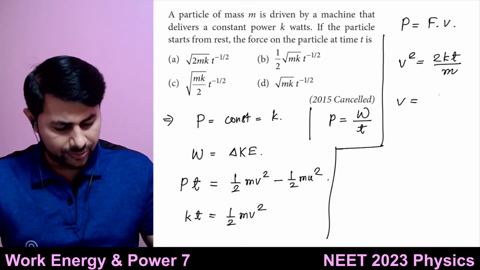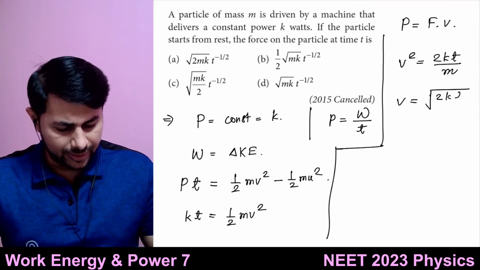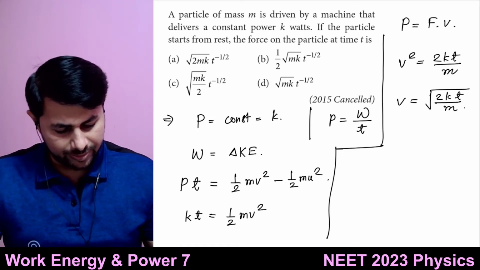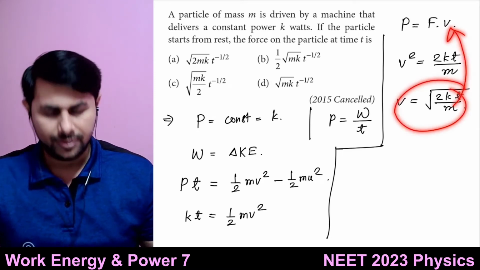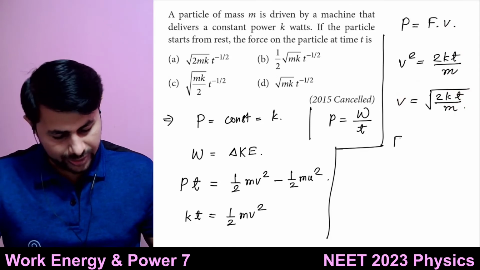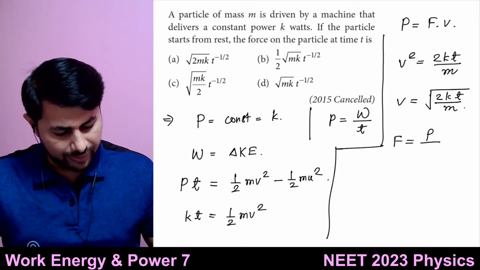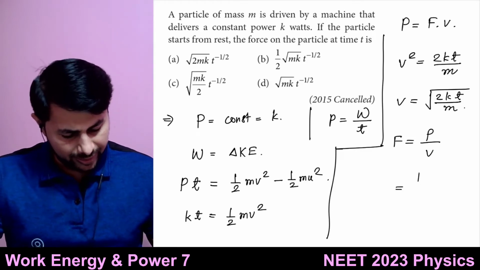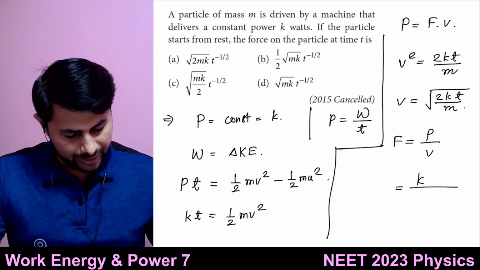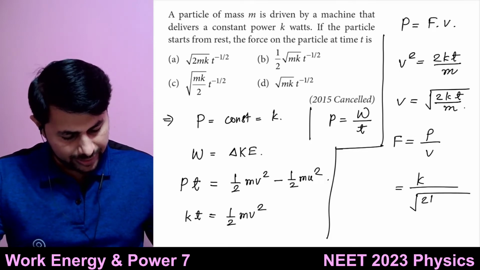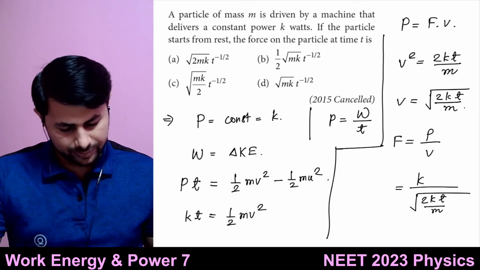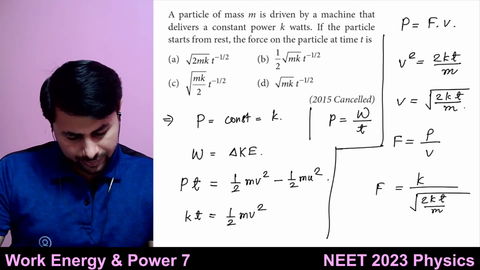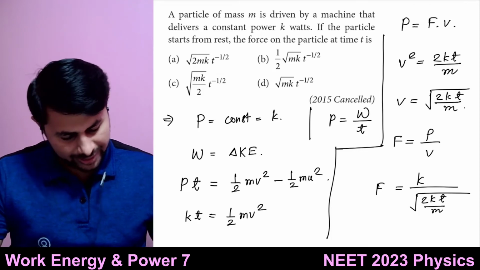Therefore v is equal to square root of 2kt upon m. Right, and we can substitute this here. So force is equal to power divided by velocity. So what is power? Power is k, divided by square root of 2kt upon m. This is the value of force. Which is the option? So we can simplify this.